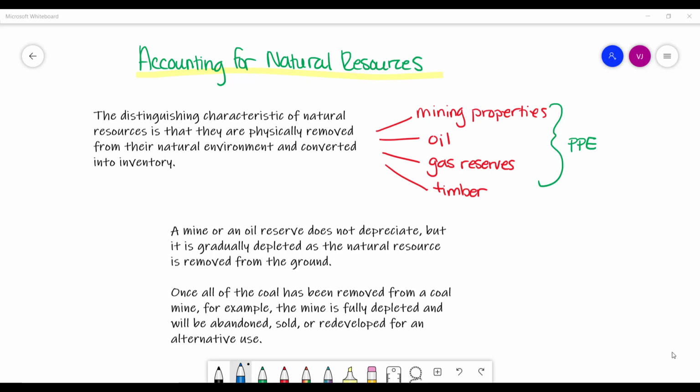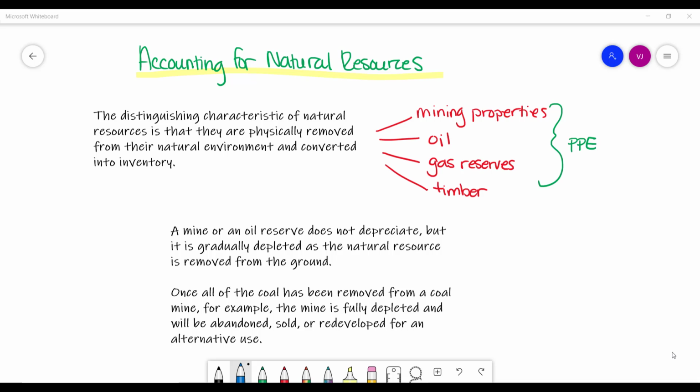In this video, we're going to look at accounting for natural resources. What makes natural resources a bit different from the other plant assets we talked about is that they need to be physically removed from their natural environment and then converted into inventory. Examples would be mining properties, where, for example, gold is extracted from the ground, oil, gas reserves, timber.